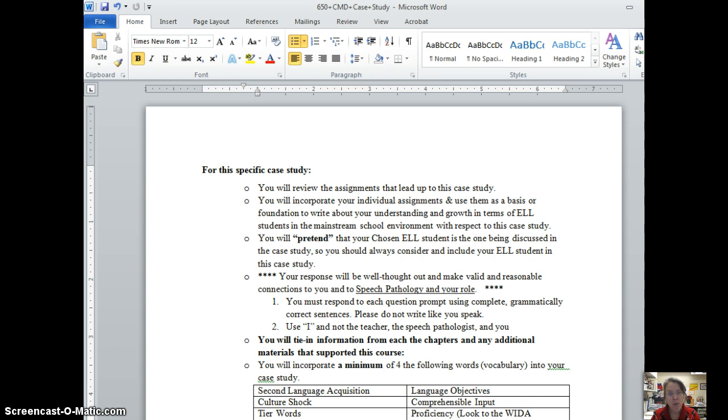So during this whole process, you're going to pretend that your chosen ELL student is the one being discussed in this case study. So you should always consider and include your ELL student and his or her issues with respect to this case study.